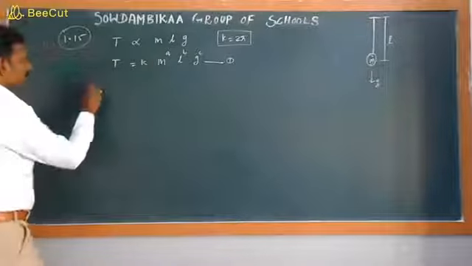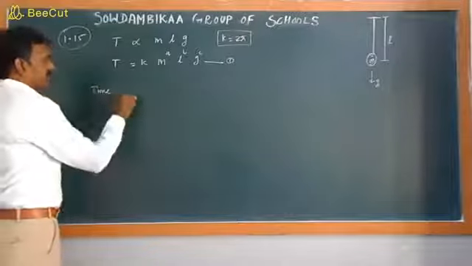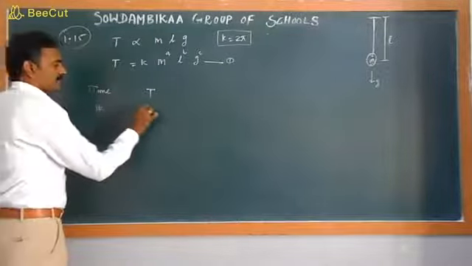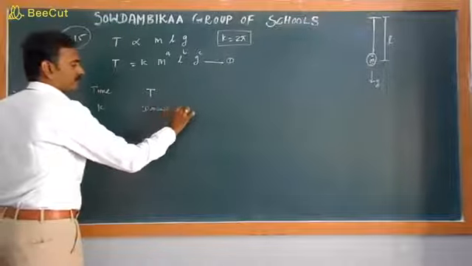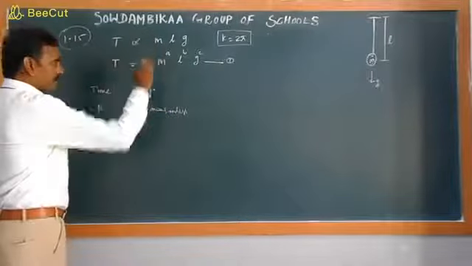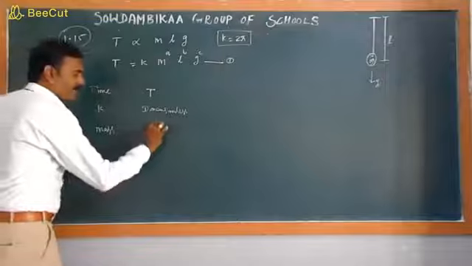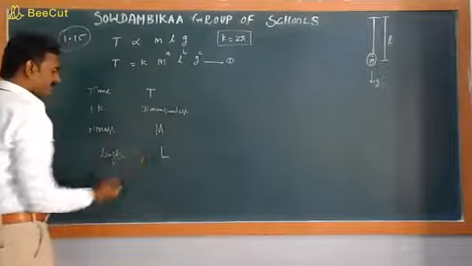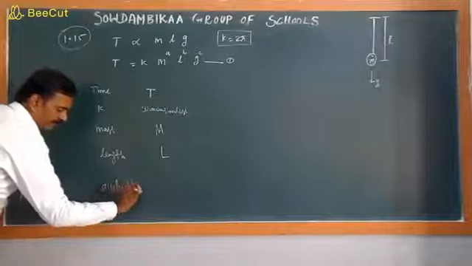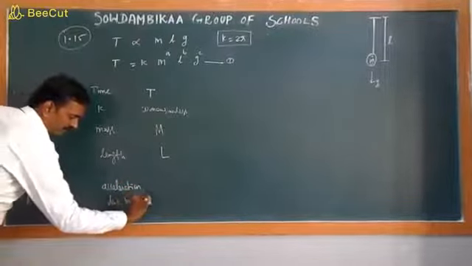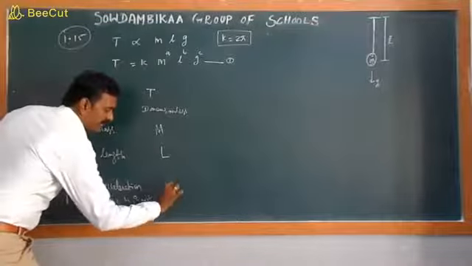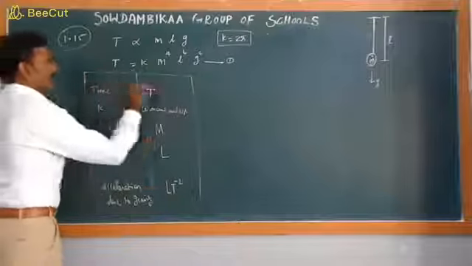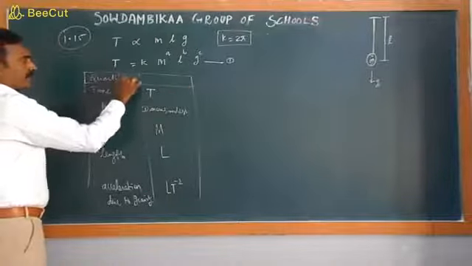Time period: the dimensional formula for time period is capital T. k is dimensionless. The dimension for mass is capital M, the dimension for length is capital L. Then the dimension for acceleration due to gravity is taken as L T power minus 2.